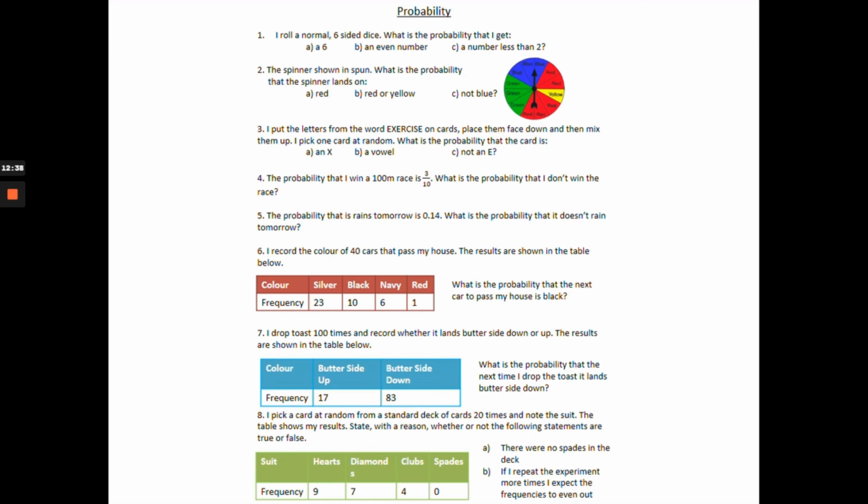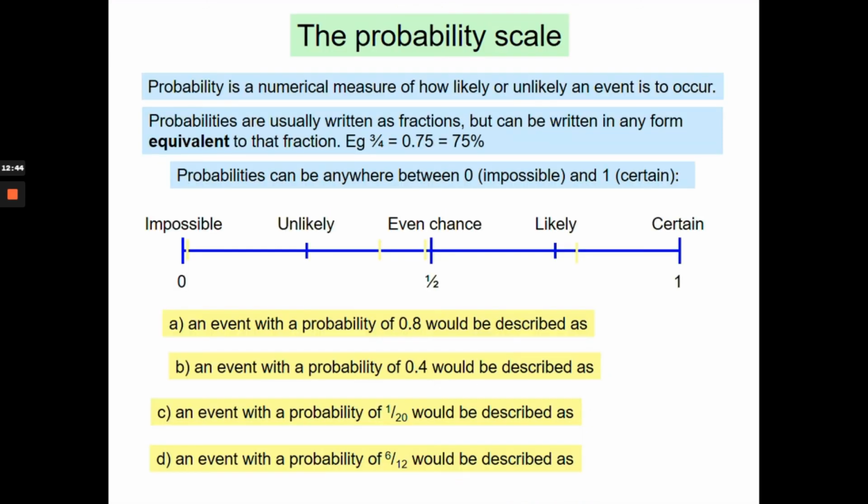These ones are based on the probability scale. So impossible starts with 0 and certain is at 1. So can you plot where the events will fall using a decimal, so between 0 and 1? For questions C and D, you will need to convert the fraction into a decimal.